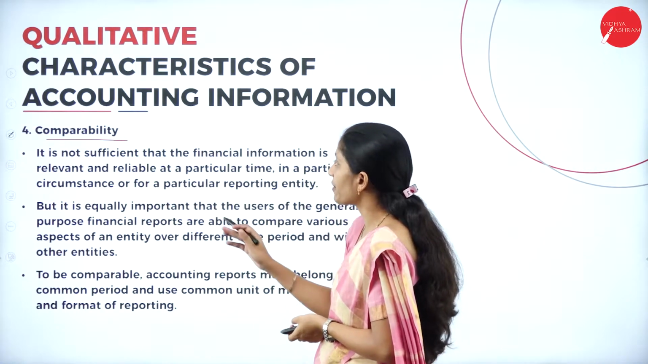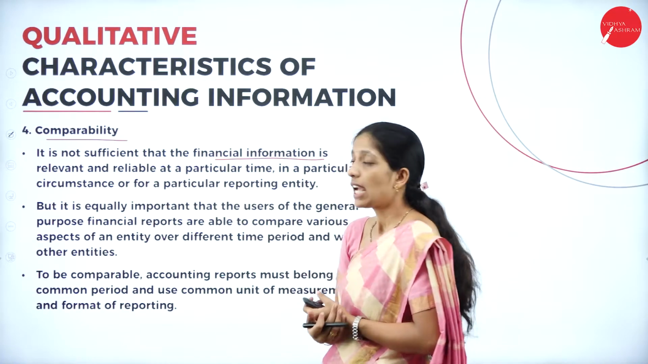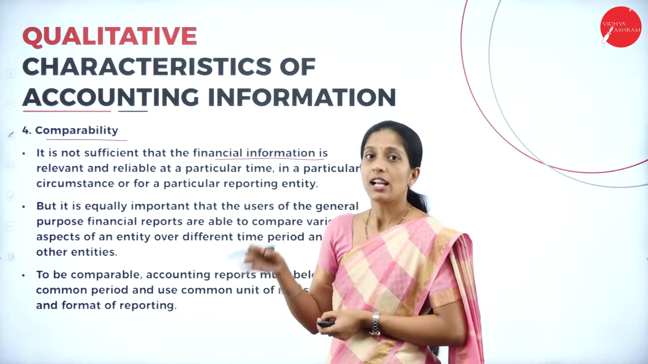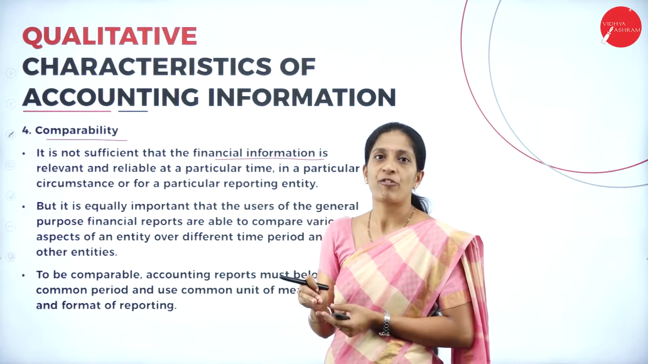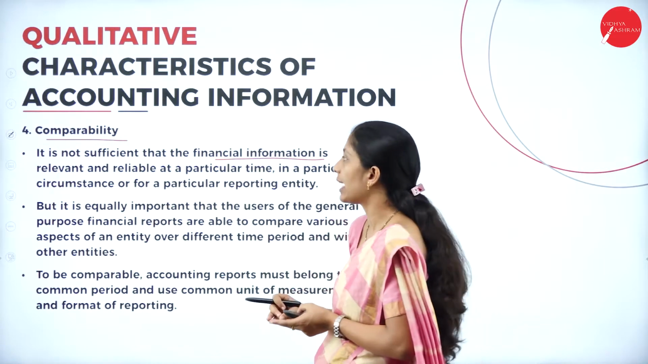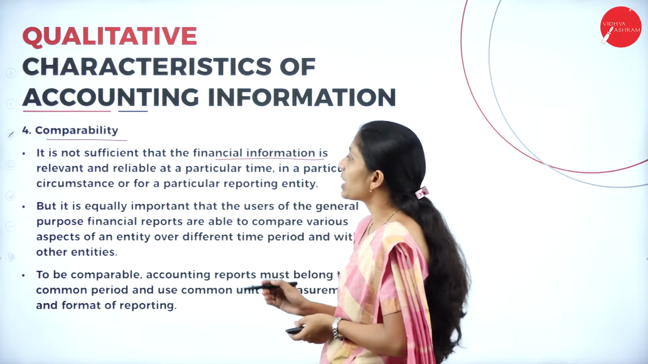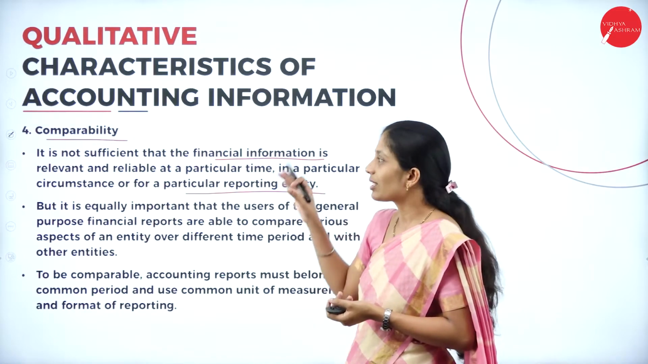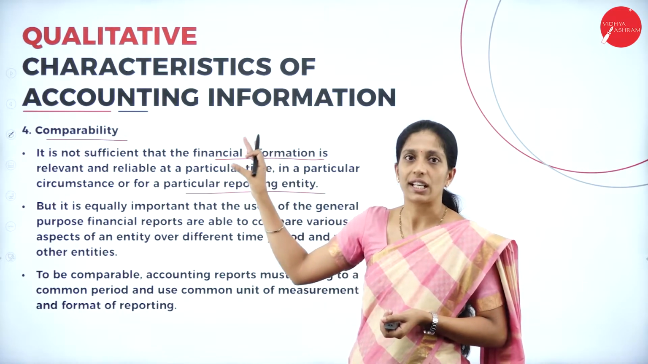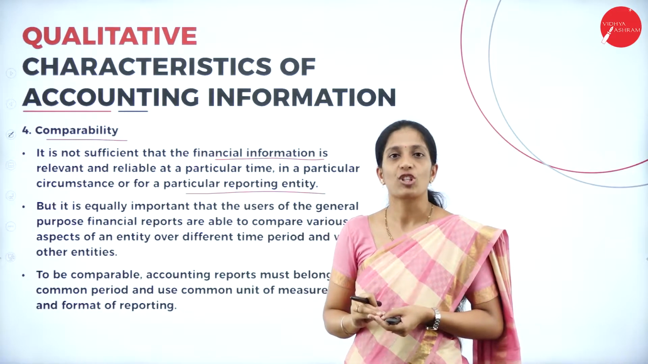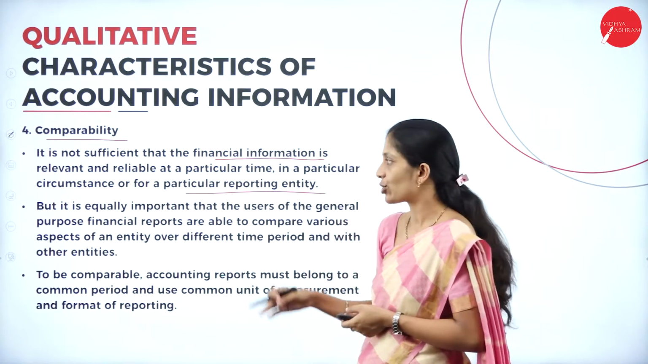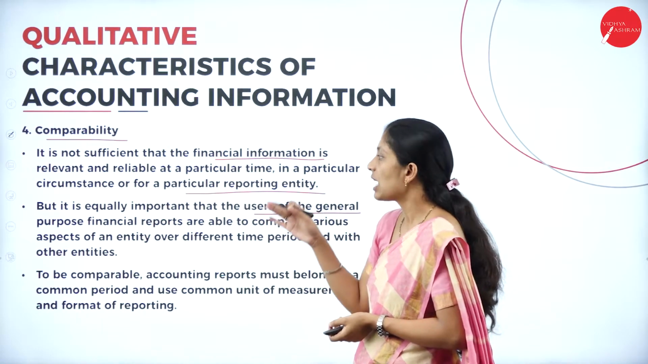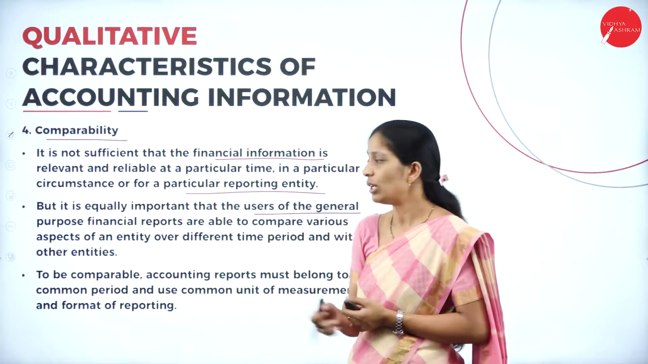So it is not sufficient that the financial information is relevant, that is available in time, and reliable, that is, the user has to depend on the information when the information is accurate at a particular time, in particular circumstances, or for a particular reporting entity. So these are not the only characteristics of accounting information, but the accounting information should be comparable in nature. But it is equally important that the users of the general purpose financial reports are able to compare.